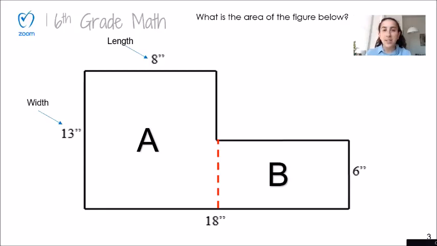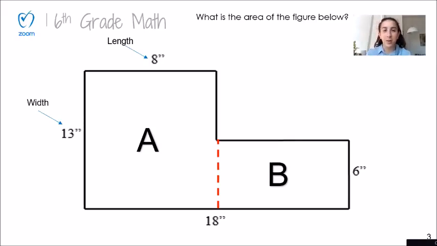Now, when I look at rectangle B, if I look very quickly, I notice that 6 could be the width and 18 could be the length. Now, that would be what I would think if I wasn't being super careful. But when I look a little bit closer, I realize that 18 inches represents the length of the entire bottom of my figure. But I decomposed my figure. So the length of rectangle B is only a portion of 18.